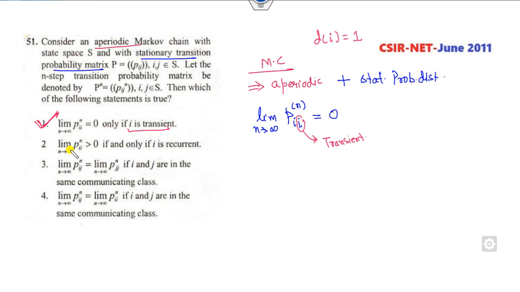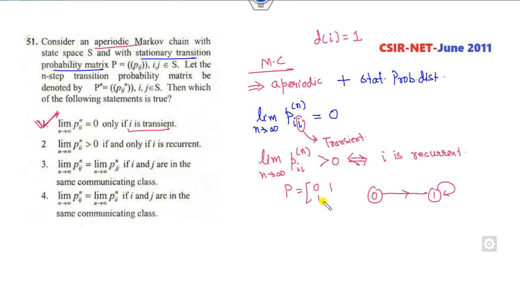The second option: limiting probability of p_ii(n) is greater than 0 if and only if i is my recurrent. That is not true. Why? That's very simple. If I simply take two states, 0 and 1, with transitions 0 to 1 and 1 to 0, what is my P matrix? 1 0 0 1. What is the meaning of that? You can see p_ii here is greater than 0, but you can see this is my transient state.